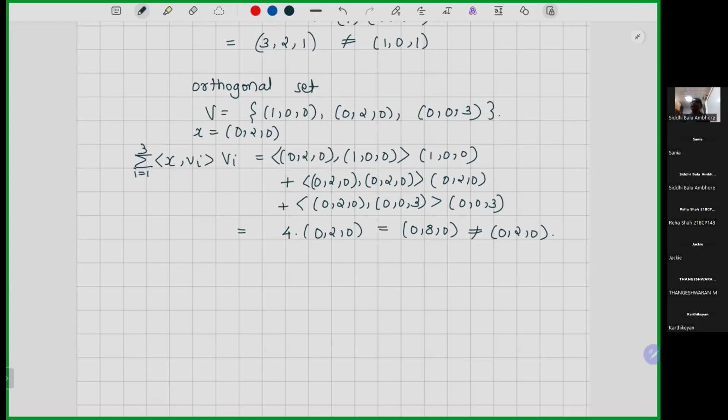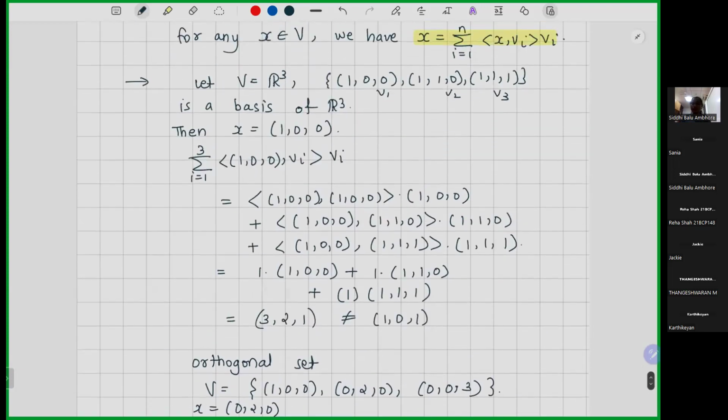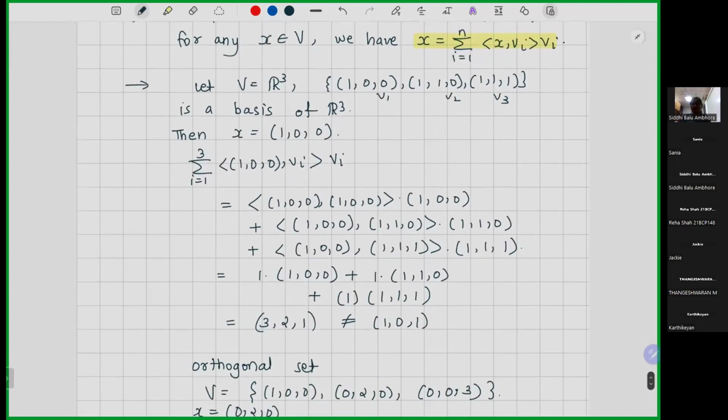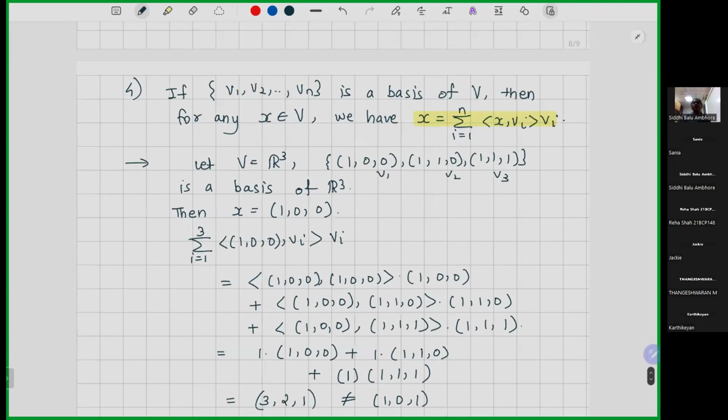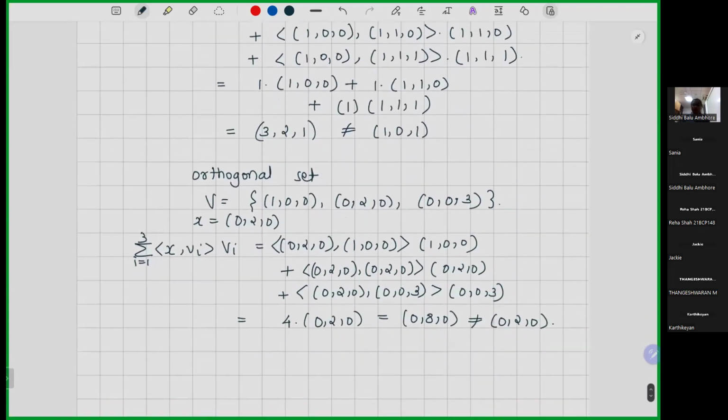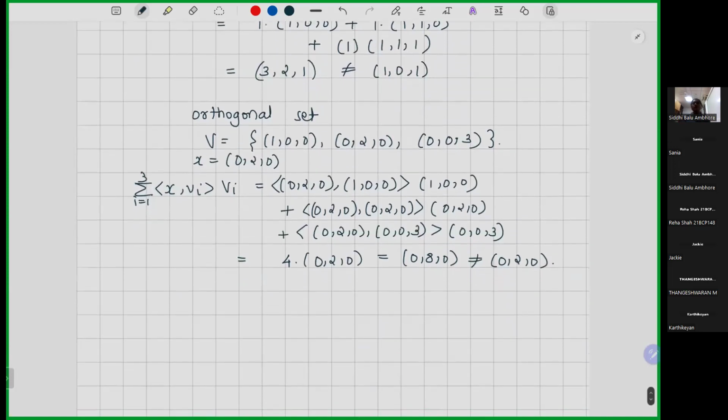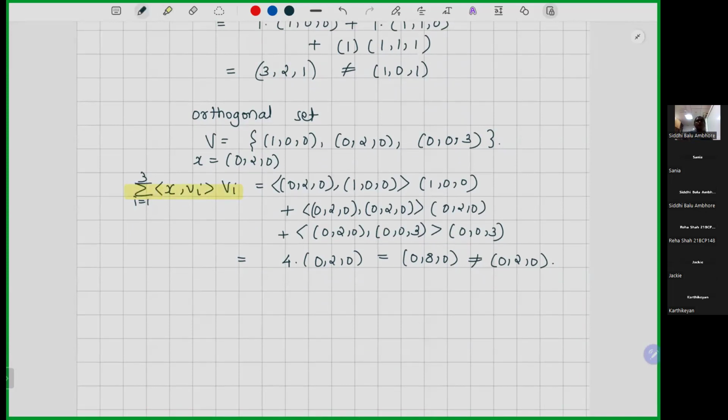So we strictly need an orthonormal basis in order to have this kind of expression, that x is equal to the summation i from 1 to n. It does not even hold for an orthogonal basis, as we just saw here. This is an orthogonal basis, by the way. It is a set of orthogonal elements with dimension 3, linearly independent. But this also does not give this kind of expression for any given element x in the vector space V.